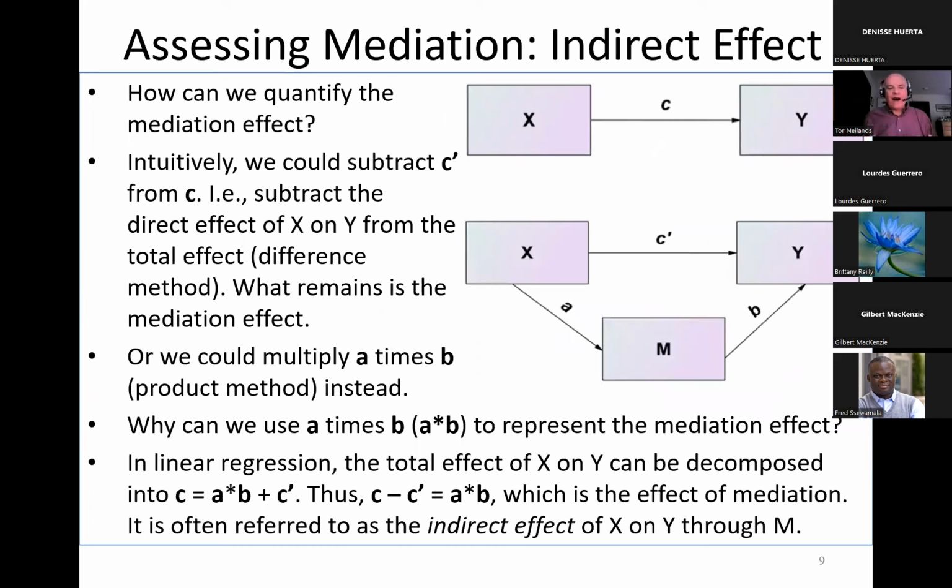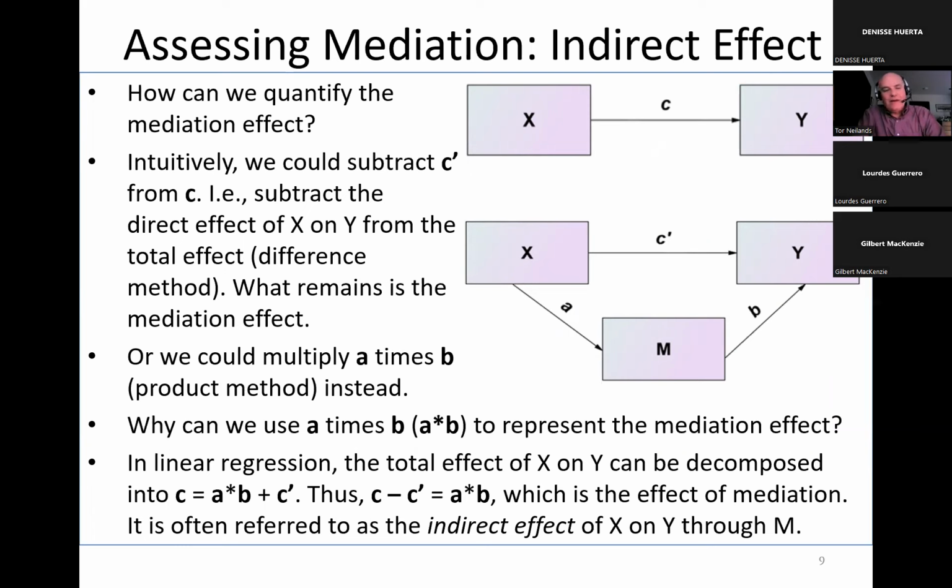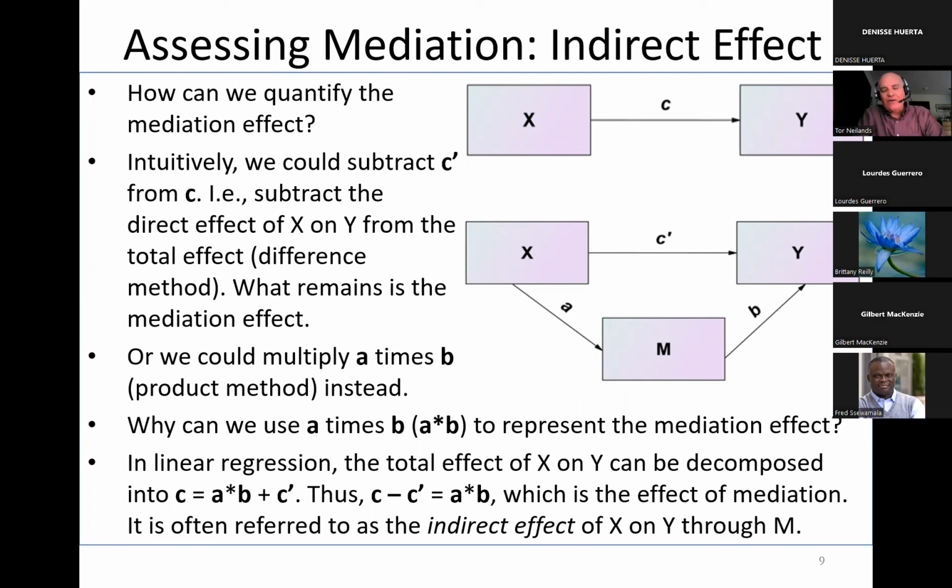So how can we quantify the amount of mediation? As we've been already talking about, visually comparing C and C prime, but one thing we could do to get an actual estimate is to subtract C prime from C. And this is intuitive, right? C is the total effect. You introduce the mediator, you get C prime. C prime is what's left over from the original association after you account for the mediator. You can subtract C prime from C, and that's known as the difference method. And so what remains is the mediation effect once you've subtracted off C prime from C.